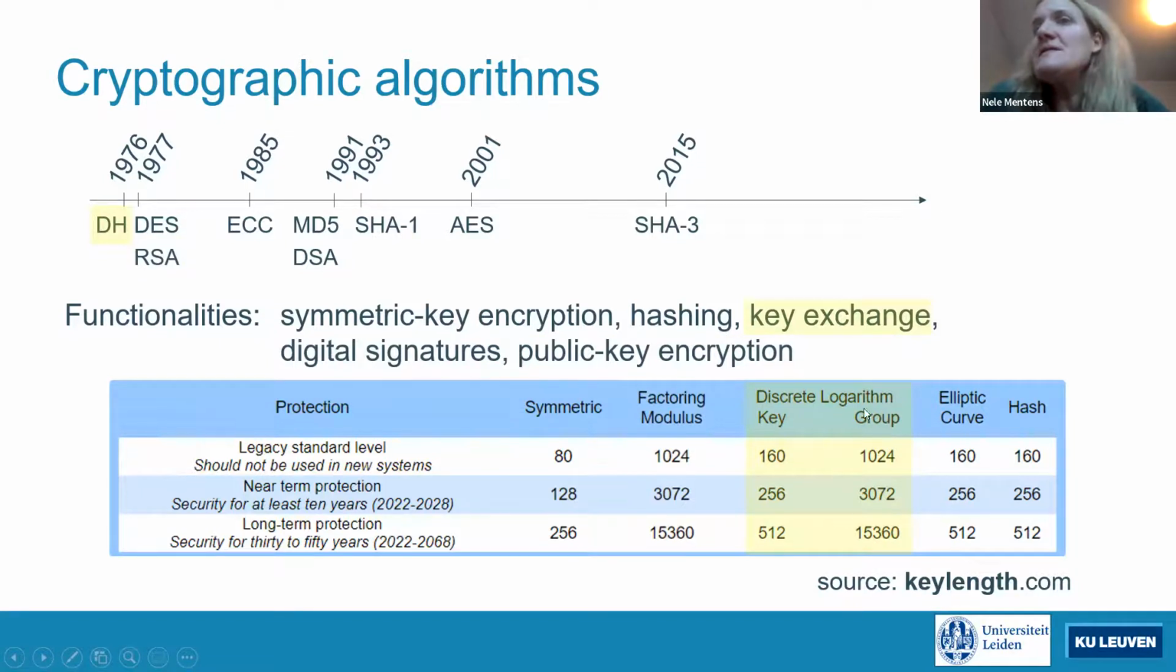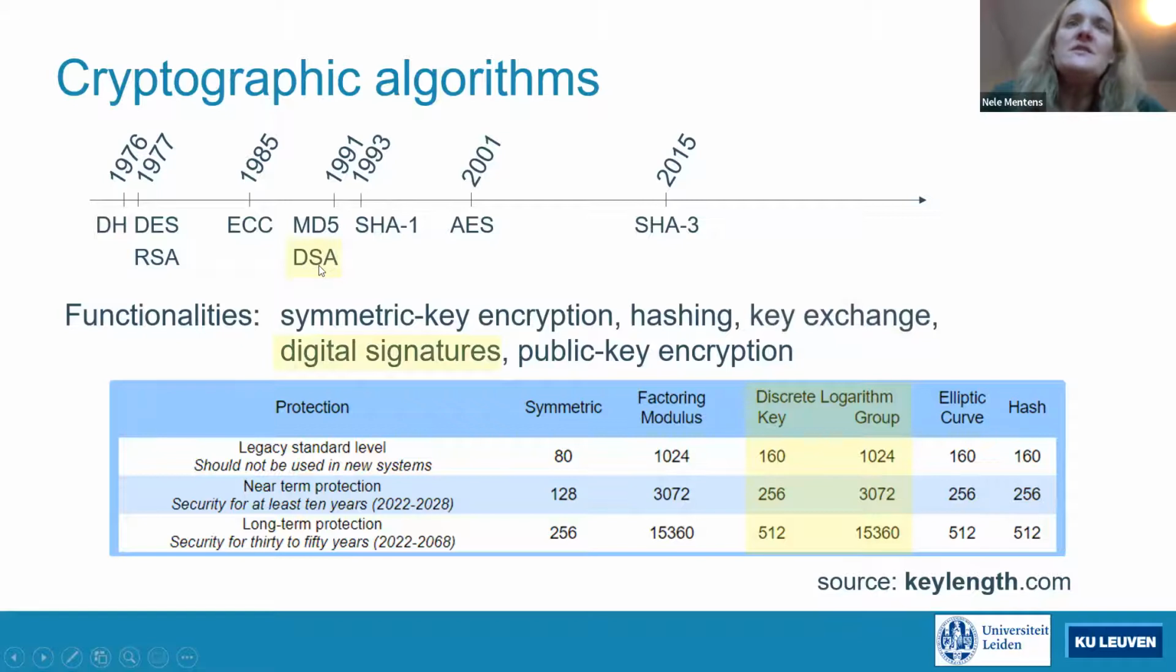the underlying group that is used, in which all the computations take place, should be of a certain size that is listed here, and that is similar to this factoring modulus. And the key that is used should also be of a certain size, which is listed.